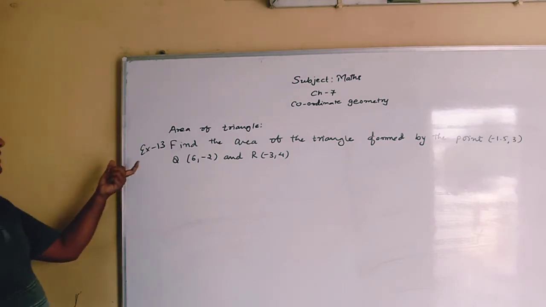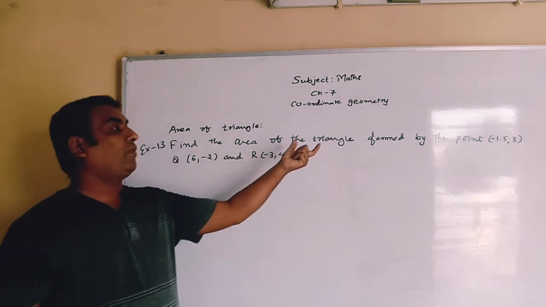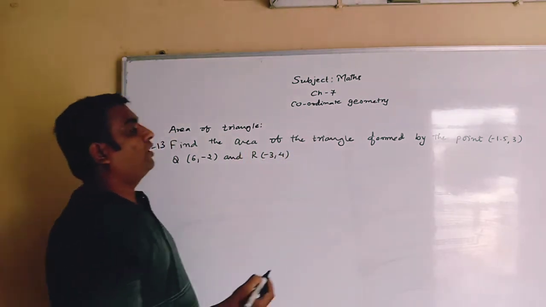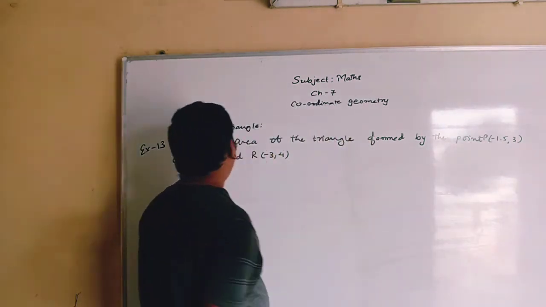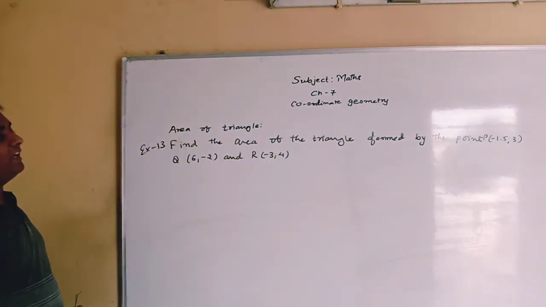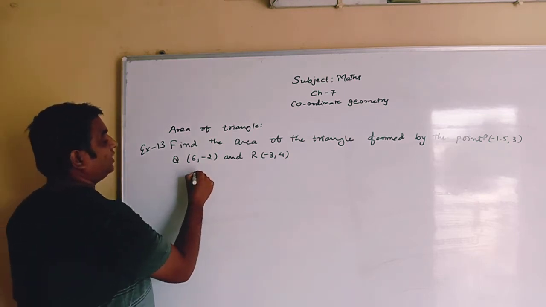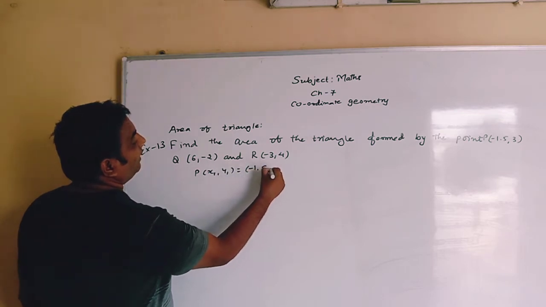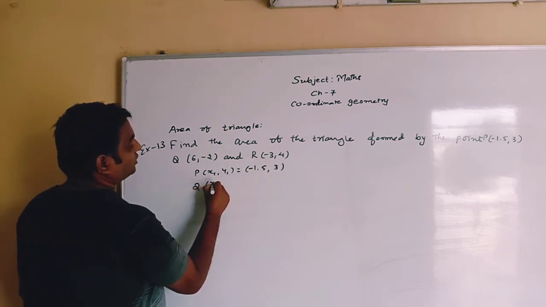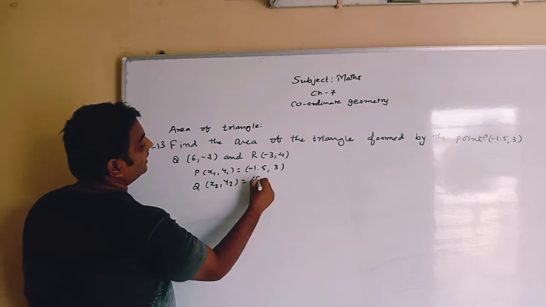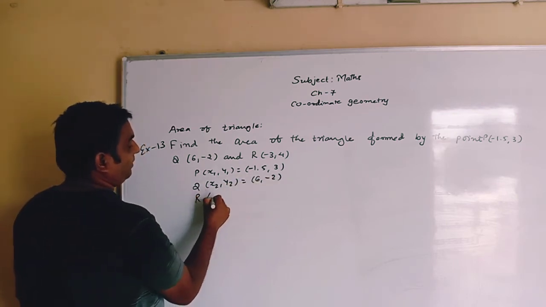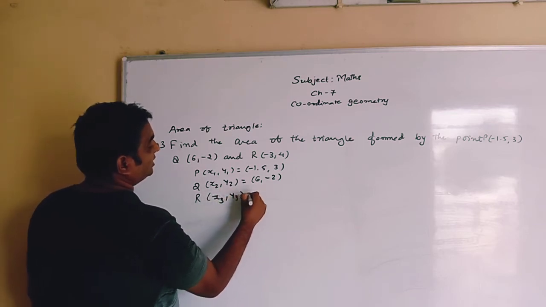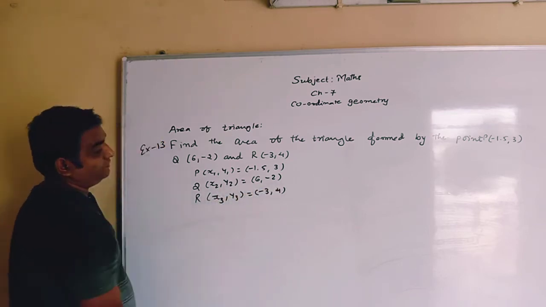Now we have example 13: find the area of the triangle formed by the points P(−1.5, 3), Q(6, −2) and R(−3, 4). So for P (x1, y1) we write −1.5 comma 3, for Q (x2, y2) we write 6, −2, and for R (x3, y3) we write −3 comma 4.